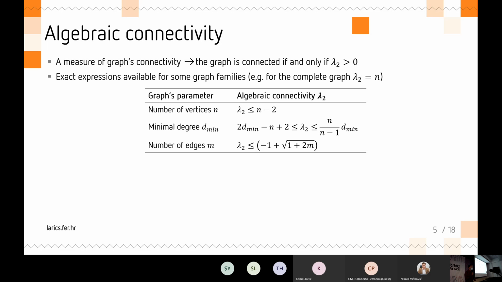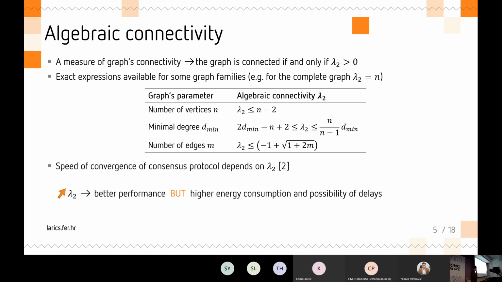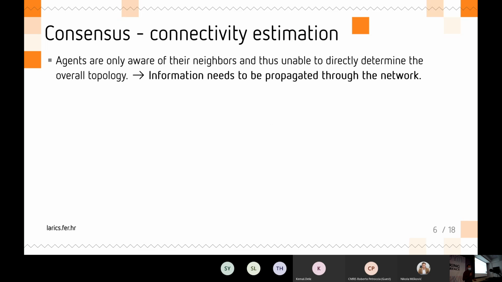There are some exact expressions for calculating lambda 2 from the topology, but in most cases we have to rely on some expressions that model the upper and lower limits of lambda 2, or calculate it exactly from the Laplacian matrix. It has been shown that the speed of convergence of the consensus protocol, which I'll talk about a bit later, depends on this value. So the larger lambda 2 we have, the better the performance of the system, but like I already mentioned, it also means higher energy consumption and possibility of delays. So our goal is to devise a system that will keep this lambda 2 at a desired level.